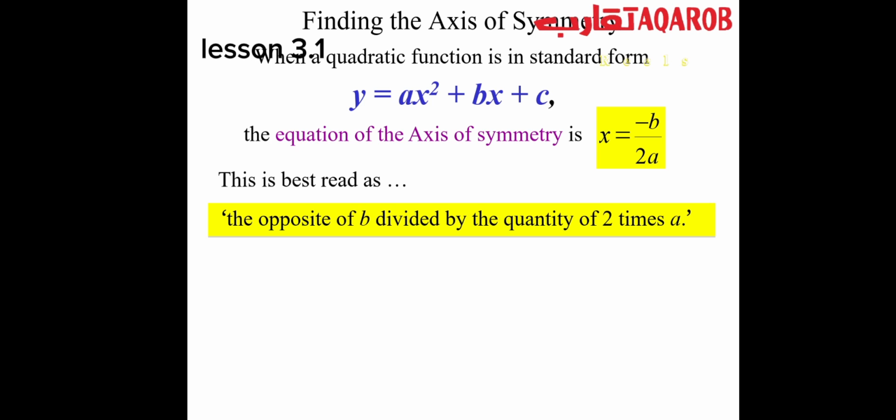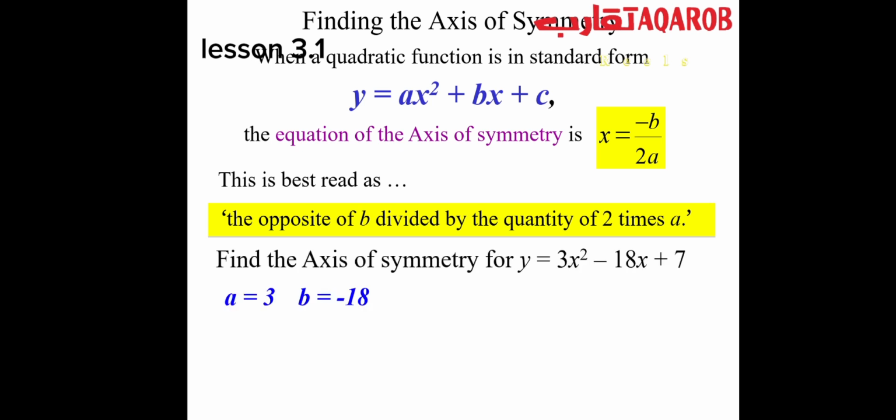So, if you want to find the axis of symmetry equation, all you have to do first is write the values of a and b. This is better for you, and it makes your solution much easier. A here is equal to 3, and b here is equal to negative 18 and not positive 18. Then you will divide 18 by 2 times 3, because actually the negative will give you positive, and 18 over 6 is equal to 3.